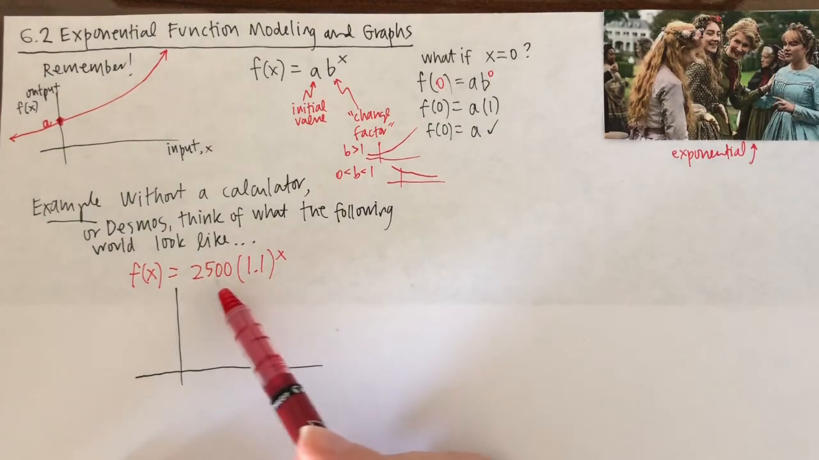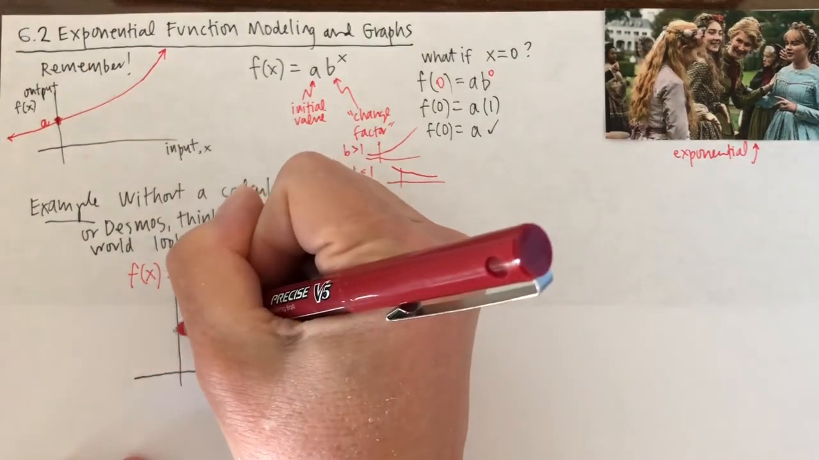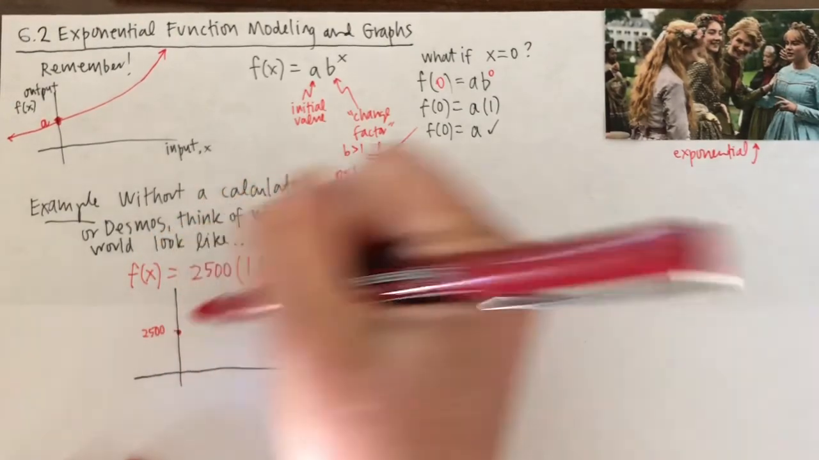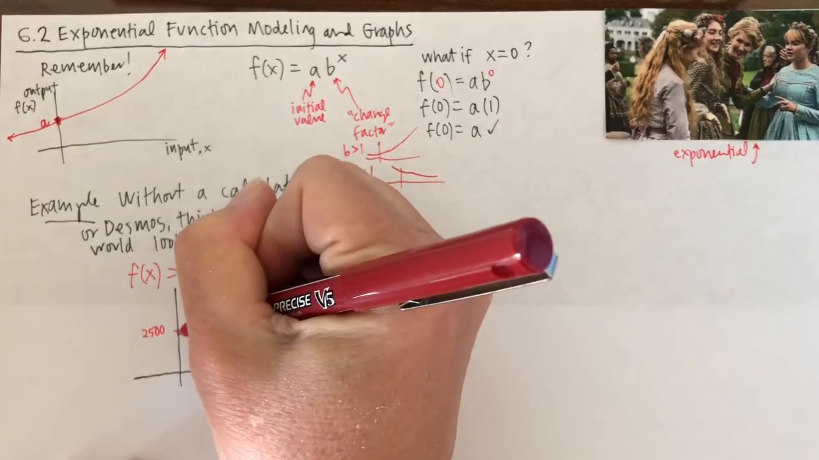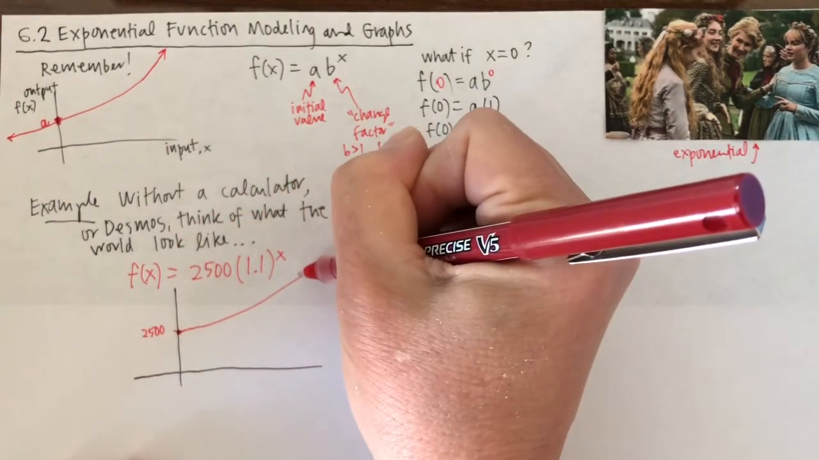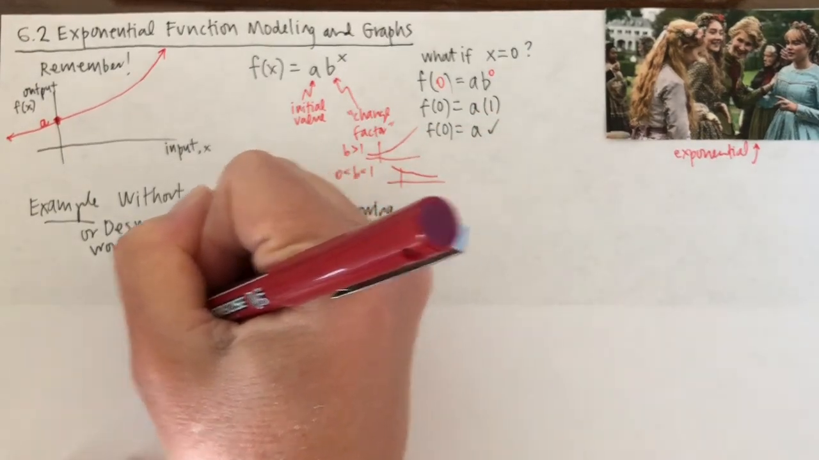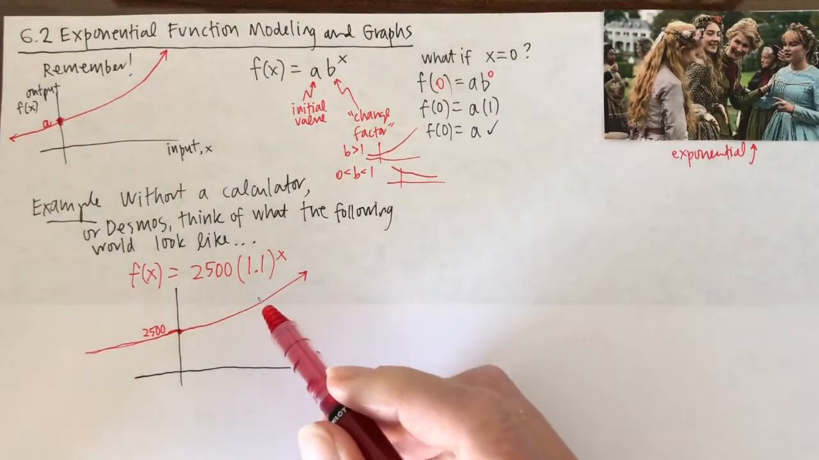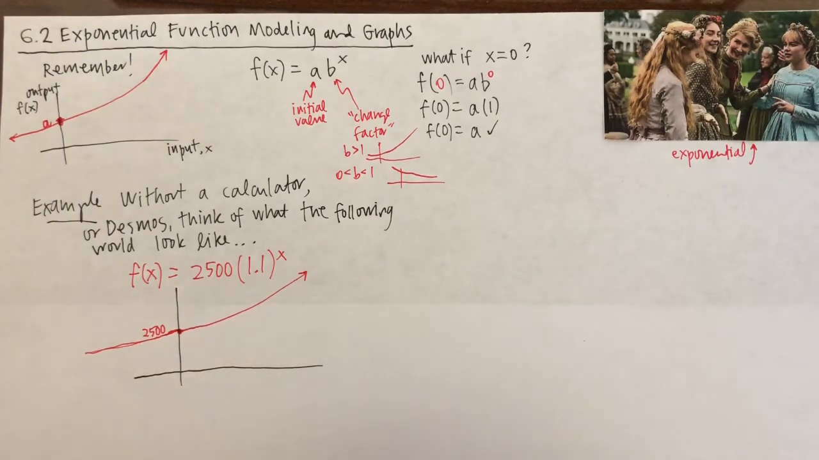So this right here being our initial value tells us that the function is going to hit the vertical axis at 2,500. And the fact that this growth factor is greater than 1 means that in general, it's going to grow like this. Not super fast, because 1.1 is fairly close to the number 1, which would just be a flat curve.